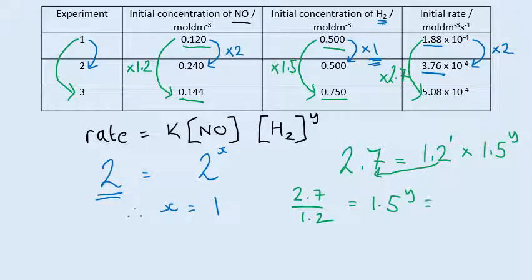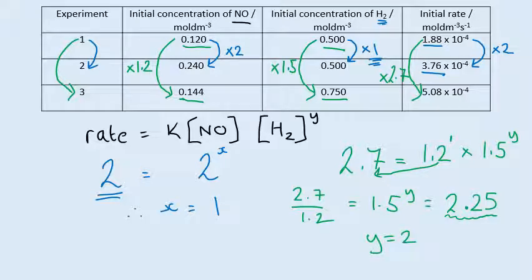Okay, so 2.7 divided by 1.2 is equal to 2.25. Okay, I'm getting closer. I know that y has to be 0, 1 or 2. Now it's not 0 because if y was 0, it would just equal 1, and it doesn't equal 1, it equals 2.25. Okay, now I take 1.5 to the power of 1. Well, 1.5 to the power of 1 would equal 1.5, but it's not, it's 2.25. So hopefully if I take 1.5 and I square it, I get 2.25. Excellent. So I've determined that y is 2.